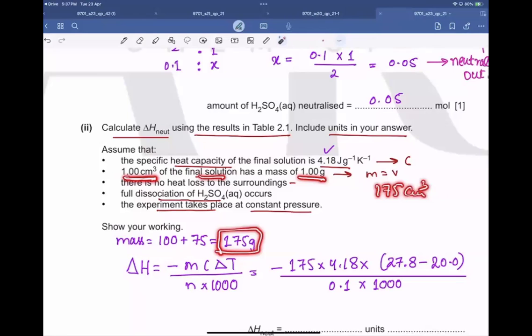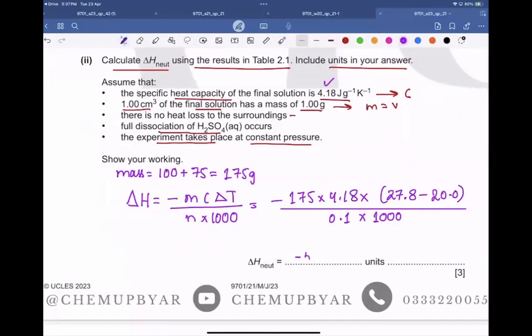Okay. Yes, Kubra has calculated. And we have to write it in 3 significant figures. So if we write it in 3 significant figures, it is going to be minus 57.1, and the unit would be kilojoule per mole. Yes. So the actual answer is minus 57.057, and when we write it in 3 significant figures, it will become minus 57.1.